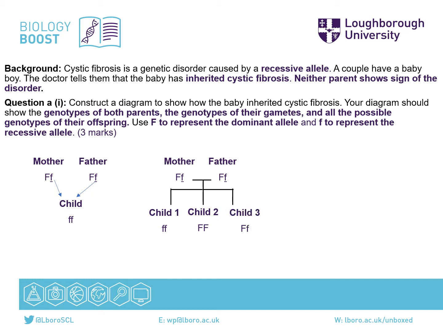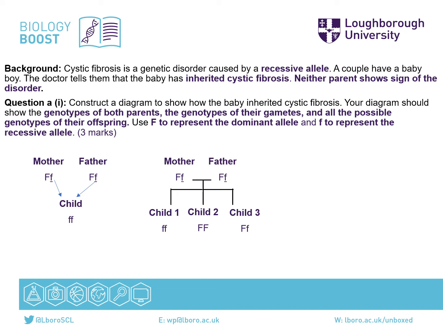So, they could possibly produce a capital letter F from the mother, for example, and the lowercase letter f from the father, or the lowercase from the mother and the capital from the father. It can come from either way round, so that means you can actually get 2 of them. So you'll have a child 4, which has a lowercase and an uppercase.